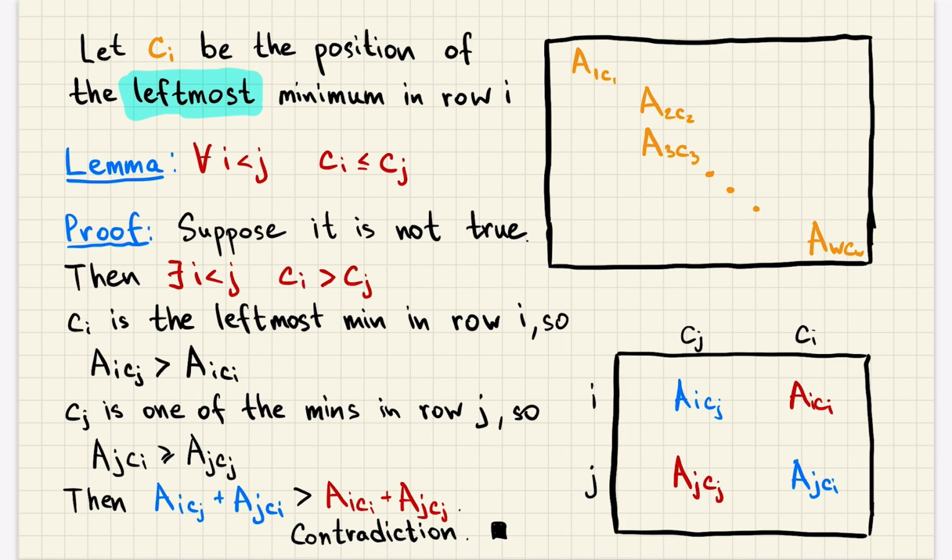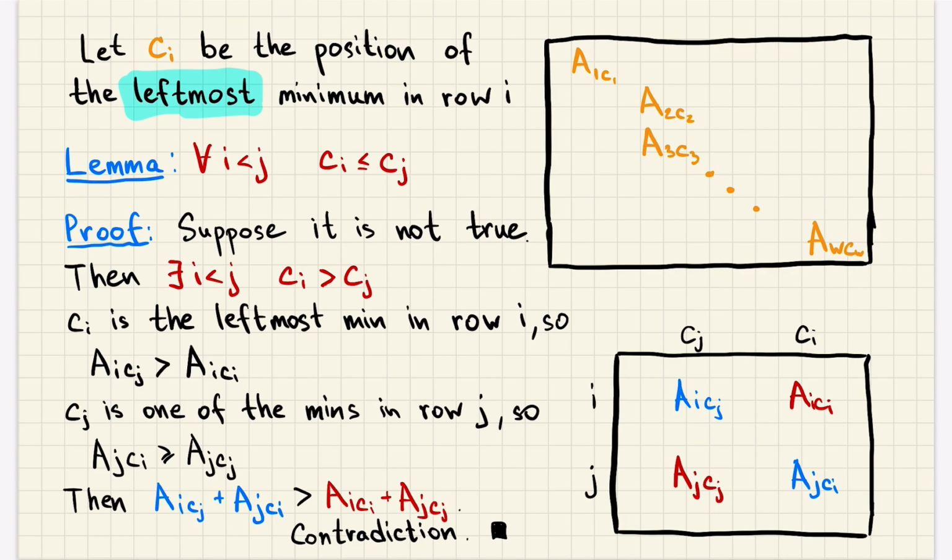So the proof will be by contradiction. Suppose it is not true, then there should exist rows i and j such that their minimums are compared incorrectly, and we can look at the positions of those rows and those minimums. And since we assume that Ci is greater than Cj, they are in this order. And we will obviously look at the corners of this rectangle, because we know that Ci is the minimum in row i and Cj is the minimum in row j.